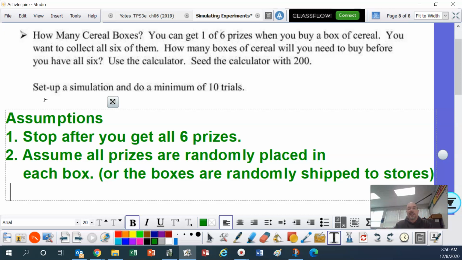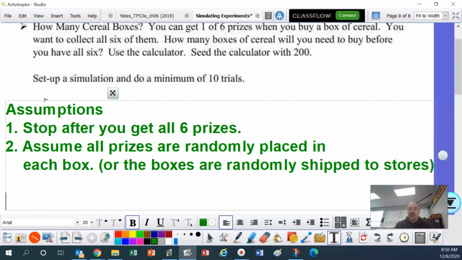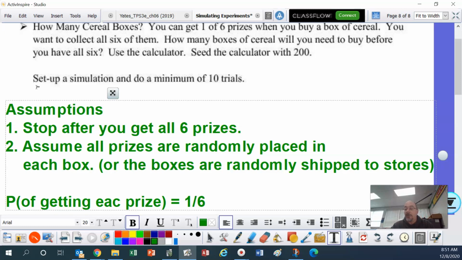All right, so now I want to get you used to this notation, folks. So this is the question. P stands for probability, and then inside of that we have parentheses. So what's the probability of getting each prize? Well, the probability of getting each prize is 1 out of 6. So that's the probability notation. Notation is going to be really important.